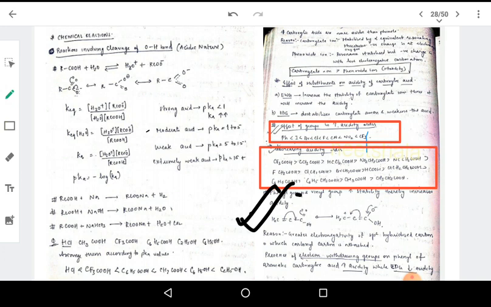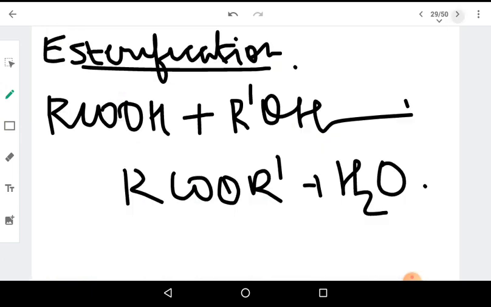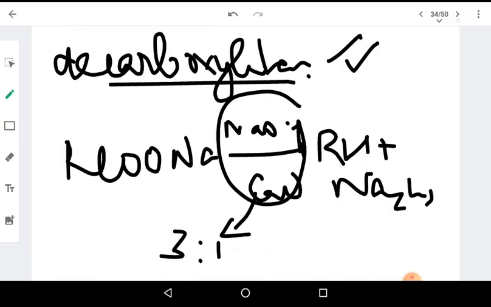Most important, what is the effect of EWG and EDG? What is EWG and EDG? Electron withdrawing group and electron donating group. So let us now move on to the questions.